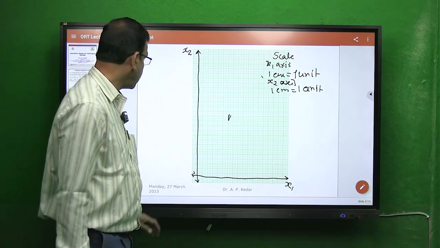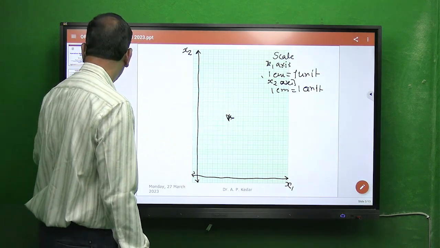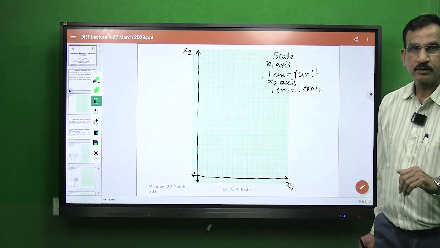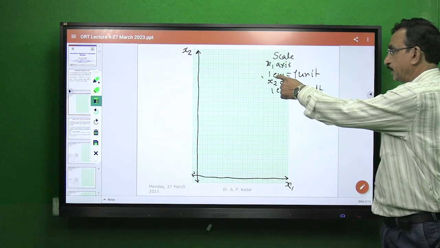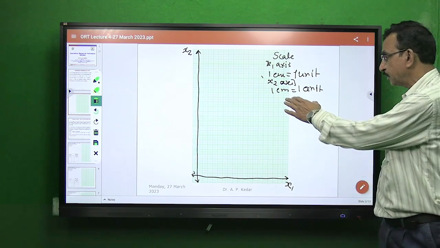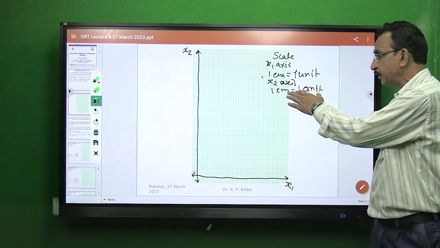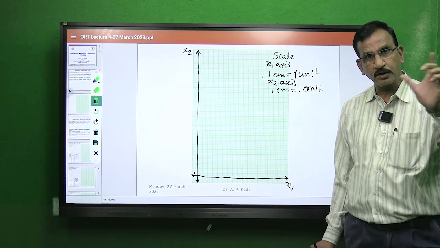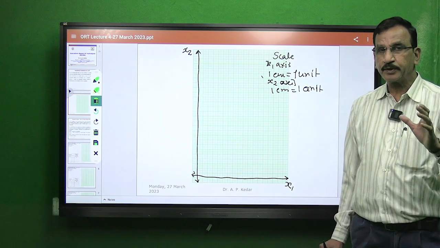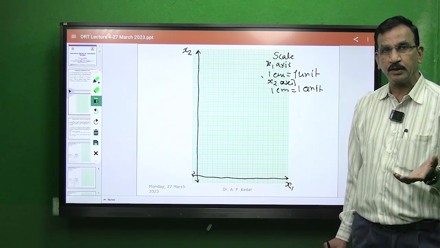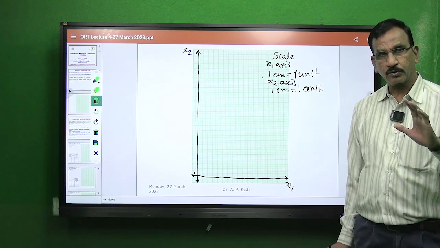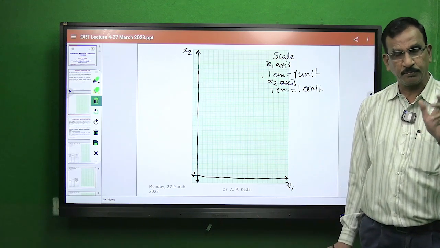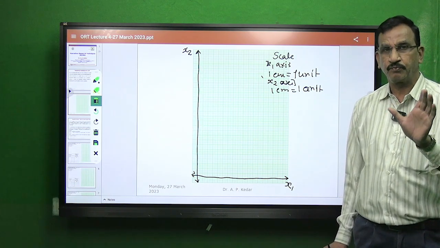The meaning of the scale is that if I am plotting 3 centimeters, it will represent 3 units, provided I take 1 centimeter equal to 1 unit. Or if I take 1 centimeter equal to 5 units, then the distance of 1 centimeter will represent 5 units of product. If it is 2 centimeters, it will proportionally represent 10 units of product. For 3 centimeters, it will represent 15 units of product, if the scale is 1 centimeter equal to 5 units.